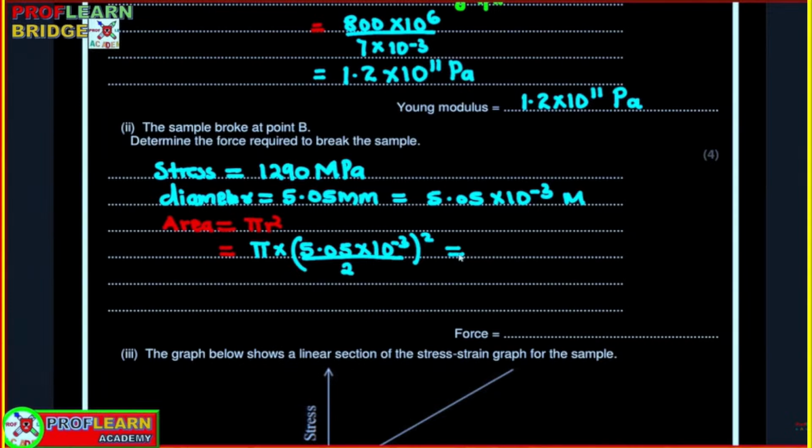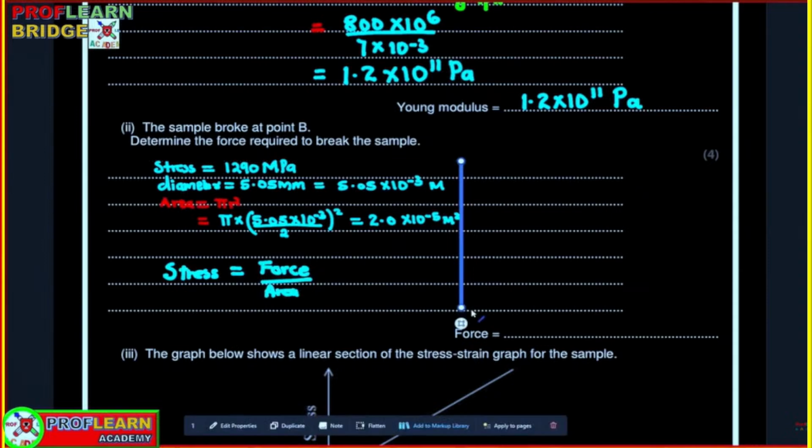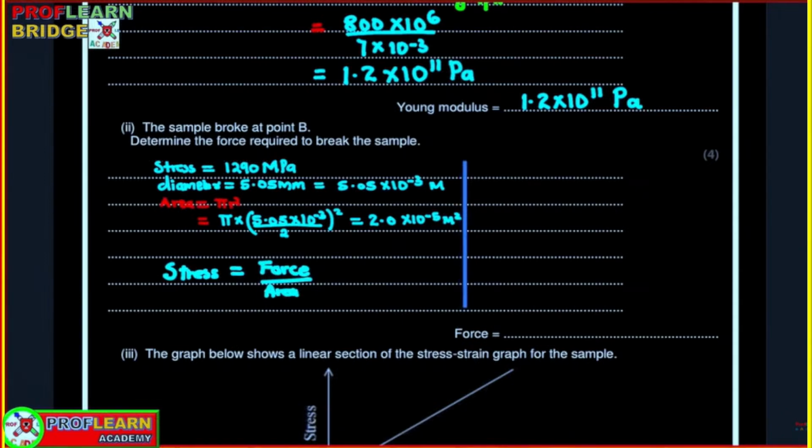So working out this, we are going to get what? Let's use our calculator here. 2.0 times 10 raised to power negative 5 meter square, which will mean that we can now use this area we have gotten together with the stress that is here. We can now work out the force required to break this sample.